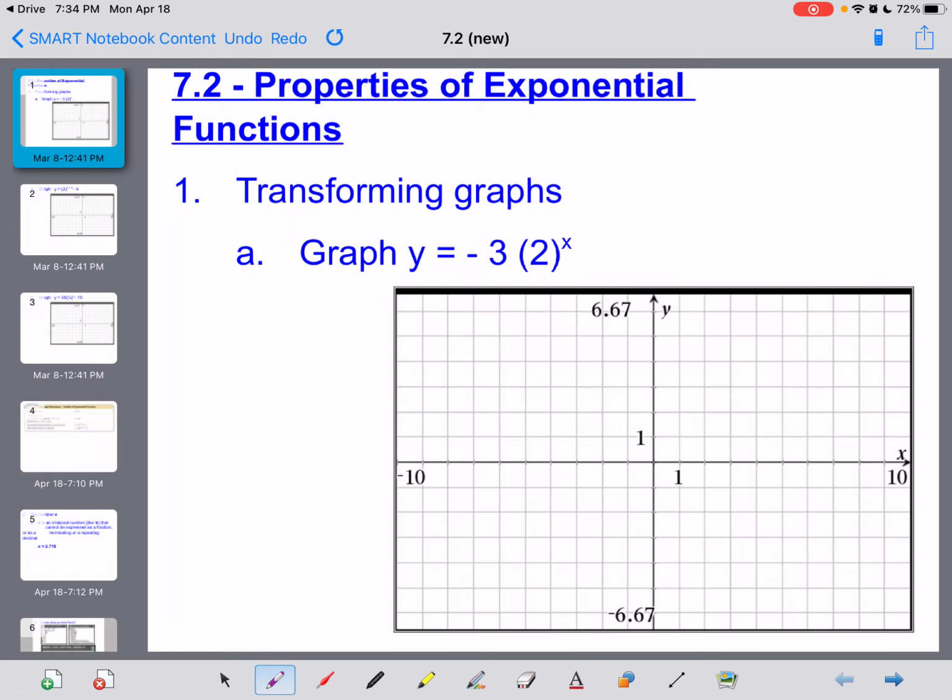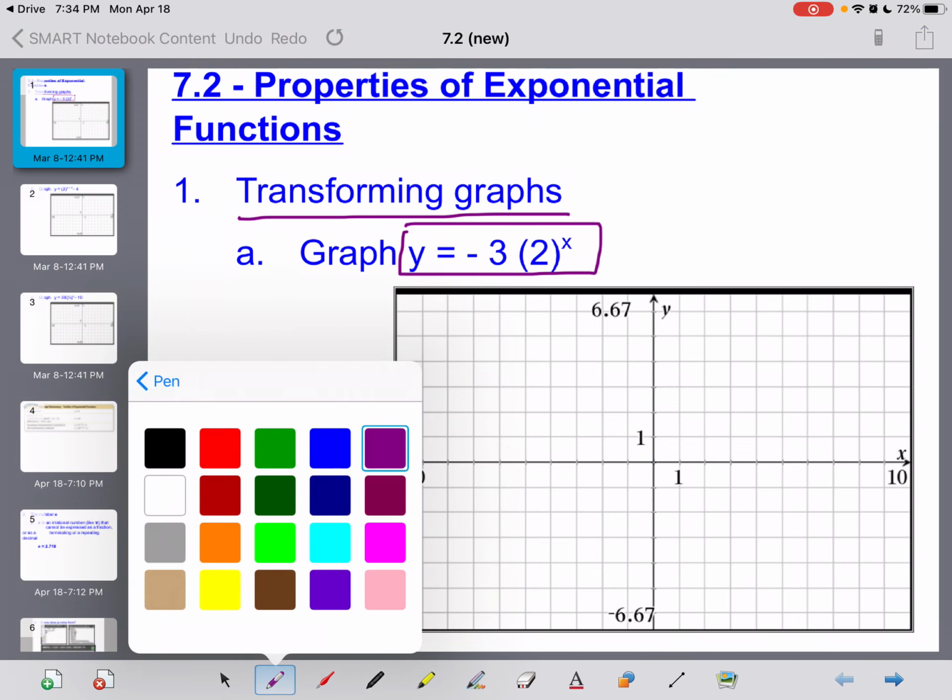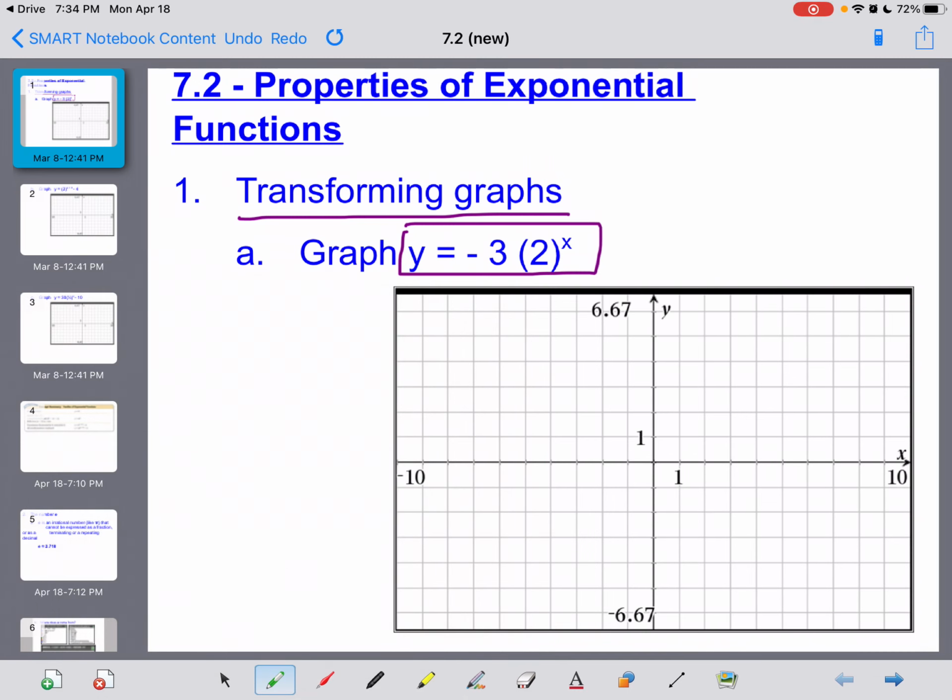The first thing we're going to work on here is this concept of transforming graphs. What we're going to talk about at the beginning is how to graph exponential functions like this first example that are a little bit more complicated than what we dealt with in 7.1. But I'm hoping some of the tricks we're going to talk about are going to sound familiar.